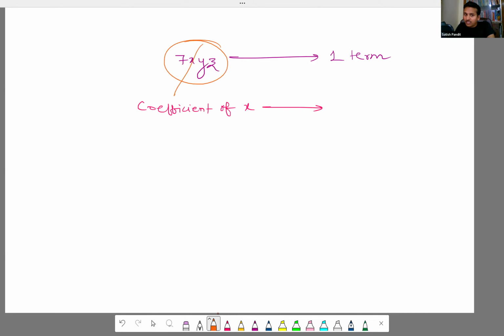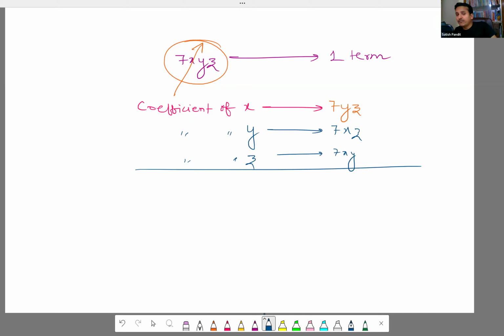Okay. The coefficient of x is 7yz. Are you all getting? Yes or no? Same way, suppose they ask the coefficient of y, you remove y in that. So left will be 7xz. Suppose they ask the coefficient of z. You remove z, what is left? 7xy. I hope you are all getting clarity. If anybody is having a doubt, feel free to ask.